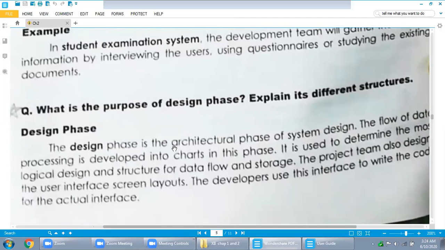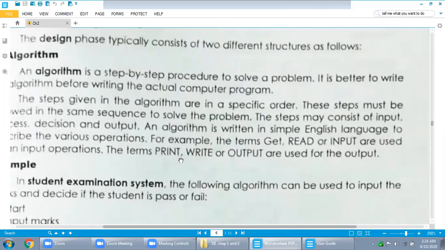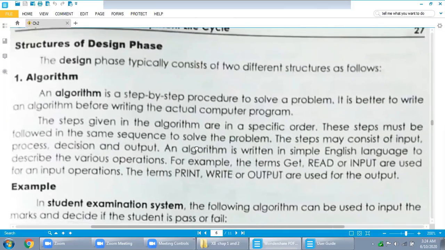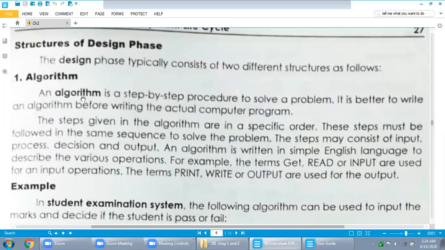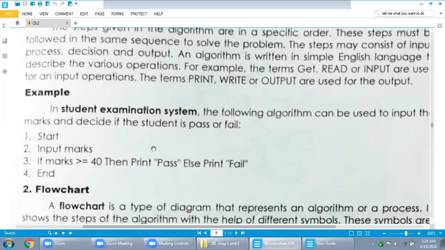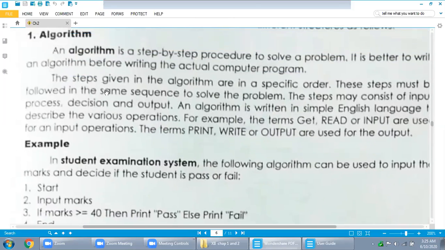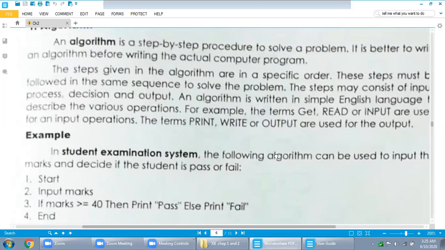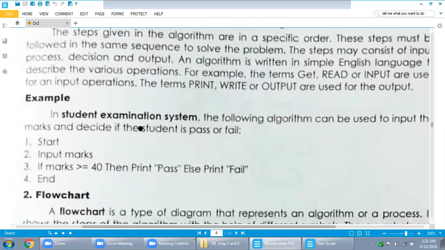Already we have done the definition of the design phase and the structure of the design phase. Over there, we have discussed the algorithm with the help of an example. In the previous lecture, we explained this example. So this example belongs to algorithm. Simply the definition of algorithm: a step-by-step process in order to solve a particular problem is known as an algorithm, or an algorithm is a step-by-step procedure to solve a problem.